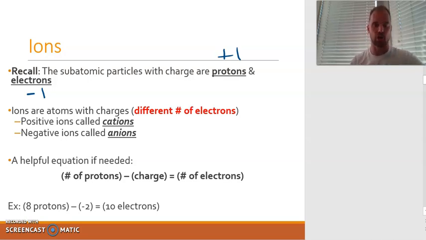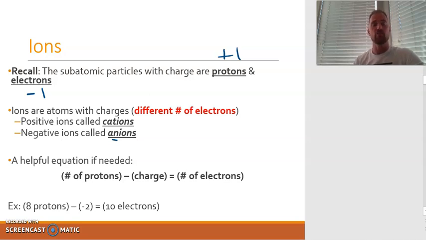So ions have charges, which means that they have a different number of electrons, because remember, protons is what dictates what element you're looking at. So if an element has a specific charge, it's because the number of electrons has changed. More specifically, we can give positive ions the name cation, and negative ions are called anions. A good way to remember that is if you look at the word cation, the letter T kind of looks like a plus sign. And anion has an extra N in there, and N stands for negative.